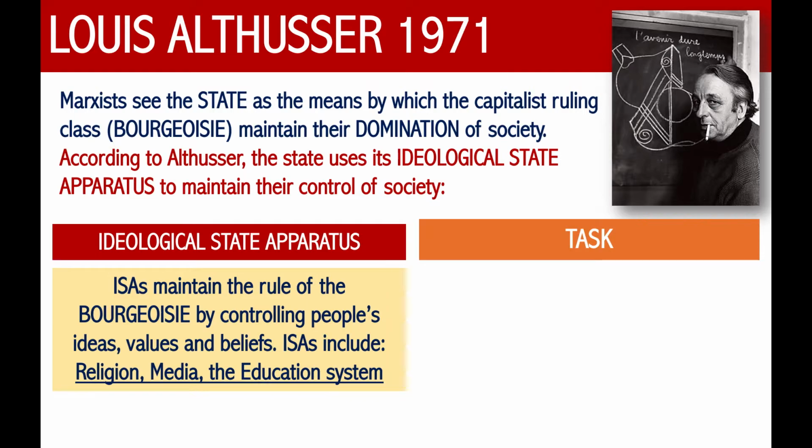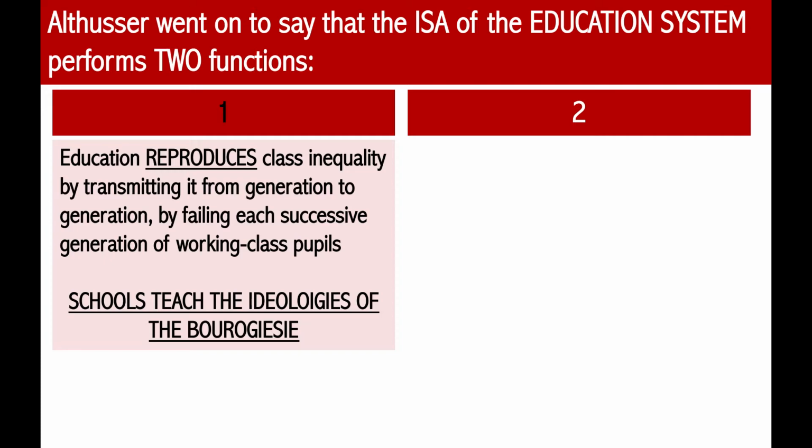And he argues that the education system is used to reinforce inequality. It does that by teaching bourgeoisie ideology and suppressing all other ideologies. So Althusser went on to say the ideological state apparatus of education has two primary functions. So one, it reproduces class inequality by transmitting it from generation to generation. By failing each successive generation of working class pupils, schools teach the ideologies of the bourgeoisie.